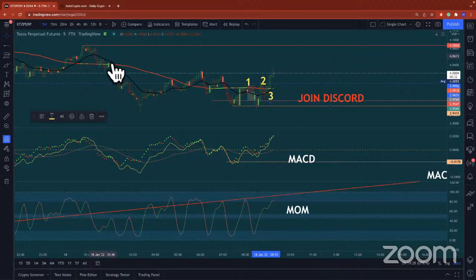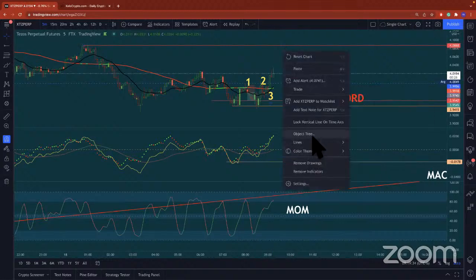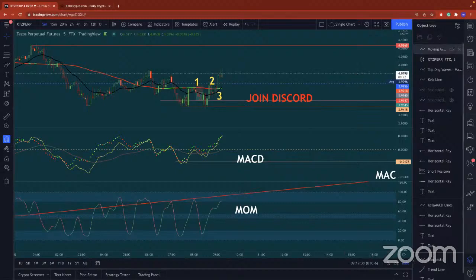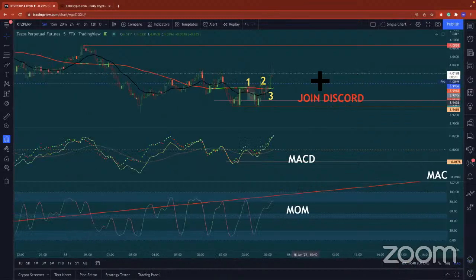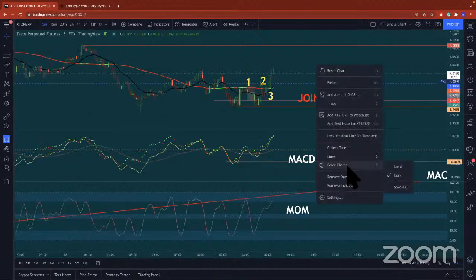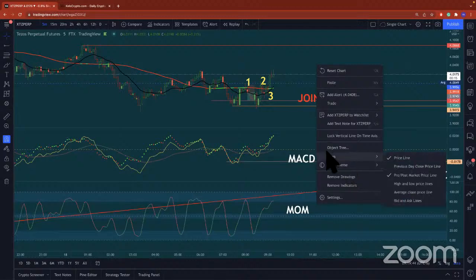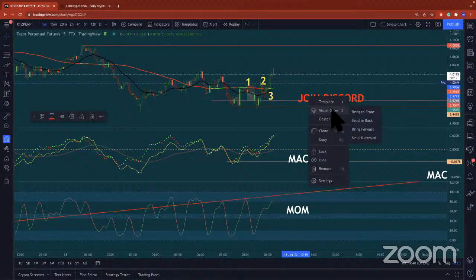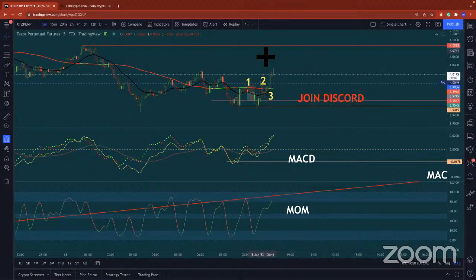So what we would do is go to the 2-hour chart. One of the things I need to do is open the object tree. We want to hide all those so we can look at everything. I can just get rid of it. Let's go to the 2-hour chart, get rid of it, and bring it right back.